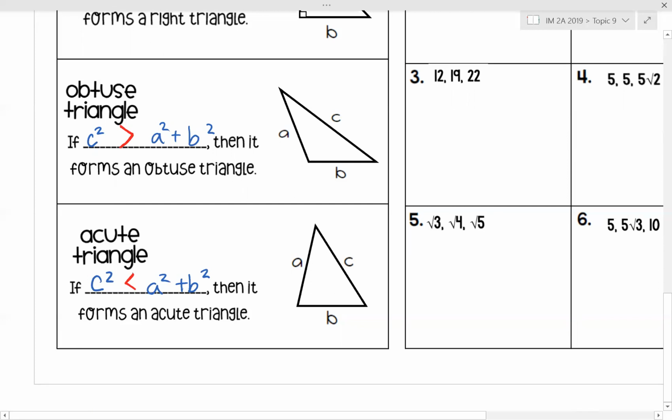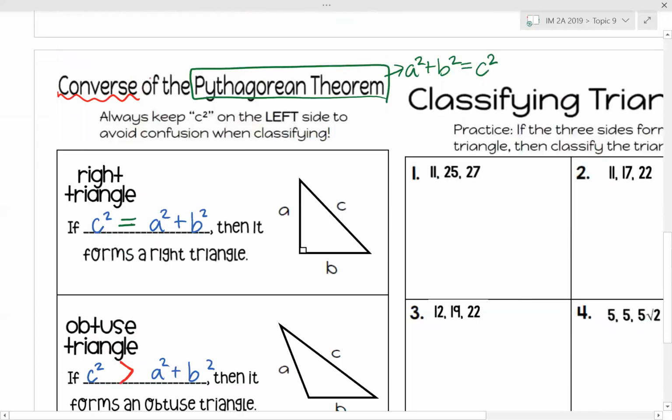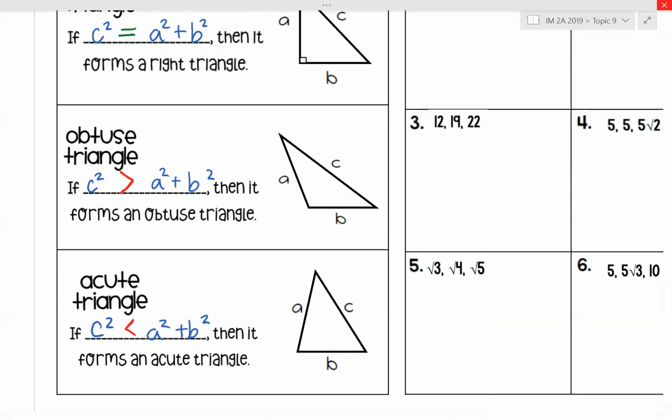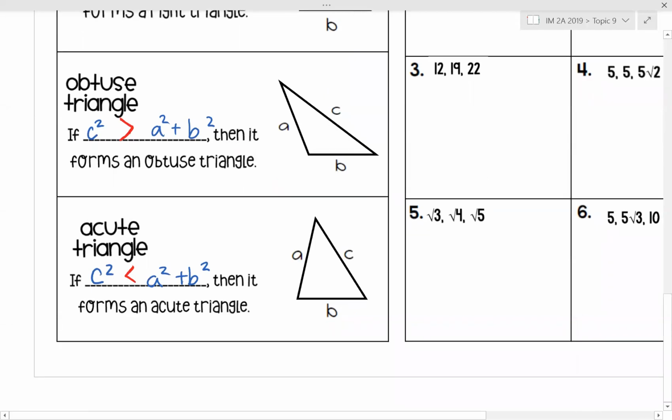The hint was to always put C squared on the left, because an obtuse angle is a bigger angle, so the inequality faces the C squared, which is larger. That gives you a clue that we're talking about obtuse. And if C squared is smaller, the inequality gives you a clue that it's an acute triangle. So what we're going to do for each of these problems is identify C and then square everything and find the sum.